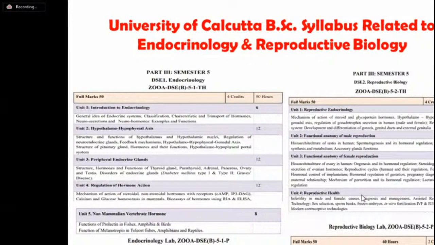A few more endocrinal glands would be introduced rather than only this thyroid, parathyroid, adrenal, pancreas, ovary, and testes. We'll be discussing the details of pineal and other such glands, the gastrointestinal hormones and all these things, and other functional activity of endocrinal orientation.